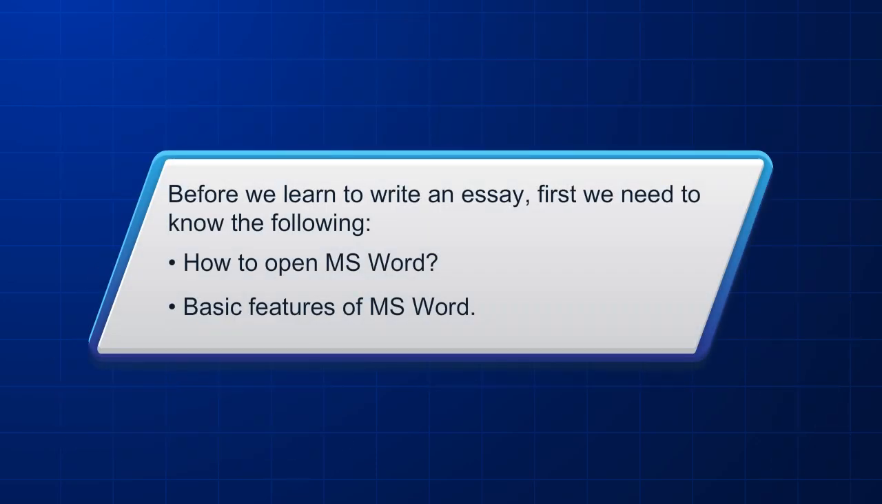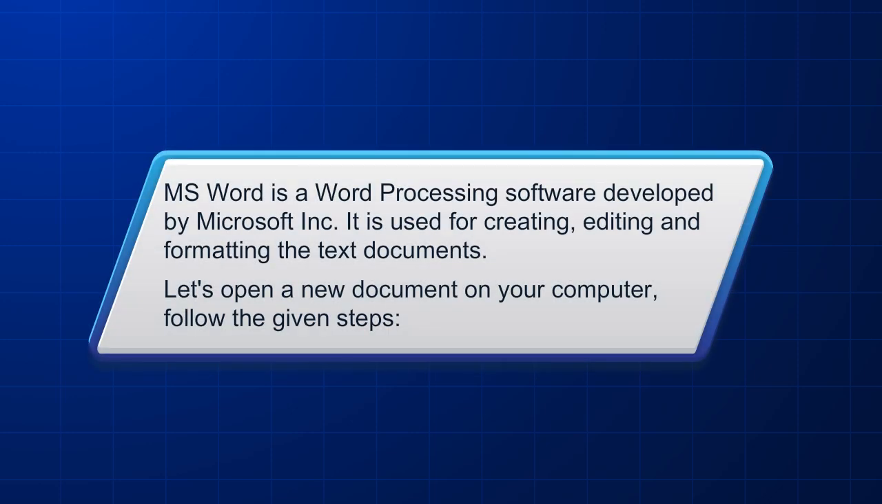Before we learn to write an essay, first we need to know the following. How to open MS Word? Basic features of MS Word. MS Word is a word processing software developed by Microsoft Inc. It is used for creating, editing, and formatting the text documents.